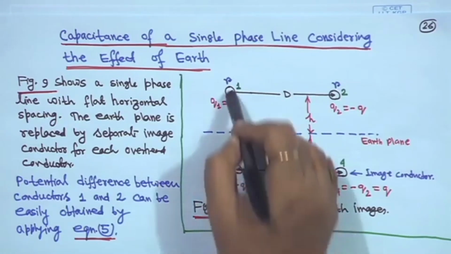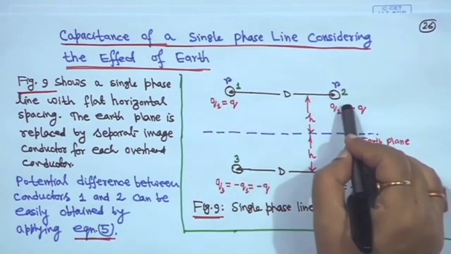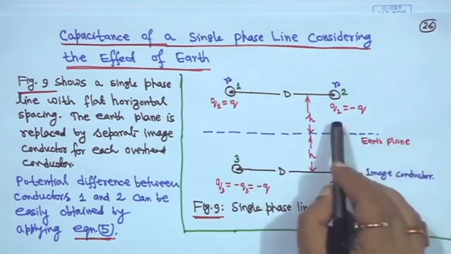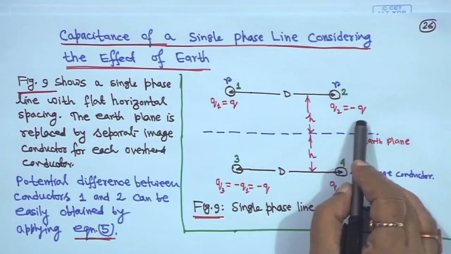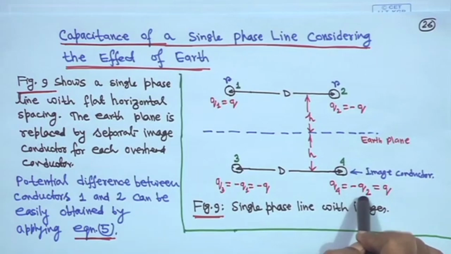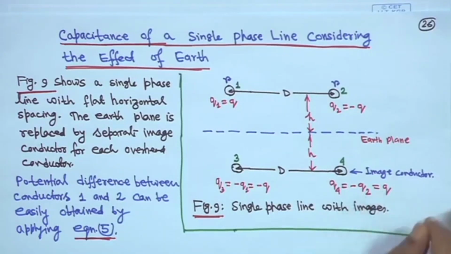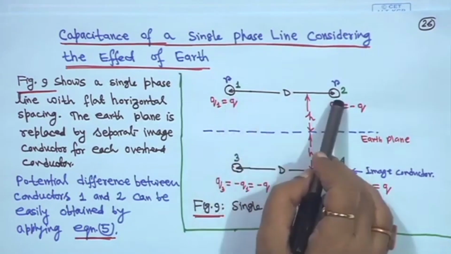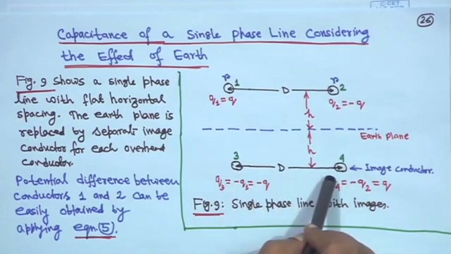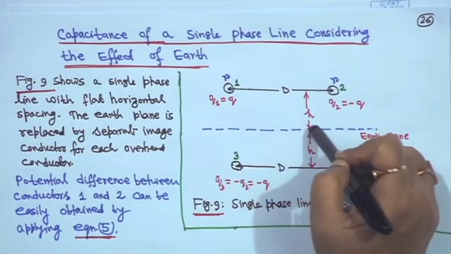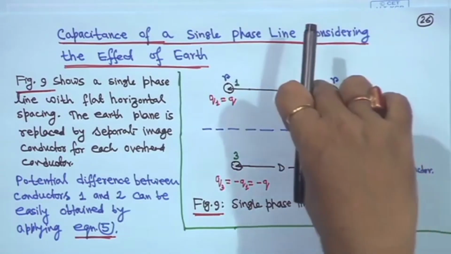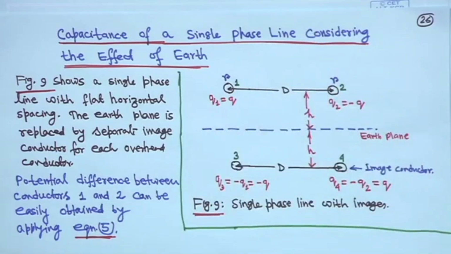This is the image charge of this one. Similarly, for this one, the image charge is this one; this is the earth plane. Here q2 is equal to minus q, so the image charge will be plus q. So q4 is equal to minus q2, which is q. The distance between these two conductors is d, therefore the distance between the image conductors is also d. From the ground the height is h, so this side is also h, and the total is 2h.